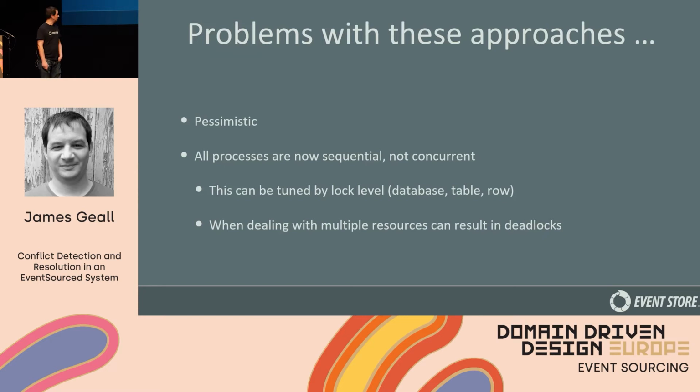Right, I went over this a bit earlier, but I'll review. There are problems with each of these approaches, even with escrow. So pessimistic gives us the problem that processes are now sequential, not concurrent. It can be tuned by lock level. So if you've got multiple rows in a table, then you don't necessarily have to be pessimistic across the whole table. You can be pessimistic for each row in the table, which gives you some ability for processes that are updating different state or different rows in that state to work concurrently. And when you're dealing with multiple resources in databases, if you're not very careful about the order in which you acquire locks, you could deadlock. So now your application doesn't get anywhere. Most databases deal with that by timing out when you deadlock or killing one of the operations which was deadlocking. Puts you back in the same problem of optimistic concurrency where one of you has to try and do some more work again.